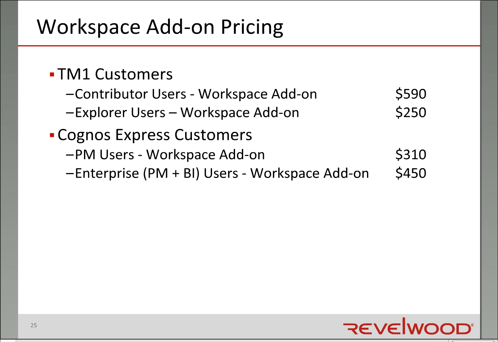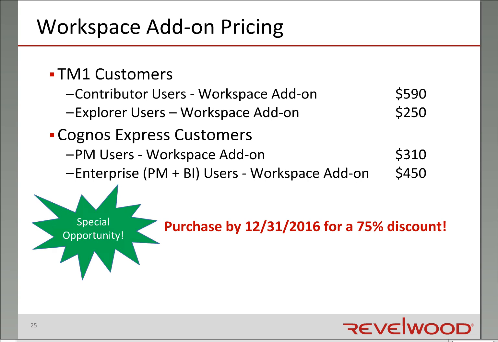And this is the cost. For contributor users, people who will be writing back to the environment, it's $590 per user. For Explorer users, people who will only be exploring or consuming data, not writing back, it's $250. That's for the TM1 base. If you're a Cognos Express user, the price is $310 for PM users. This is where licensing gets to be different. And for the PM and BI users with Workspace, it's $450 a user.